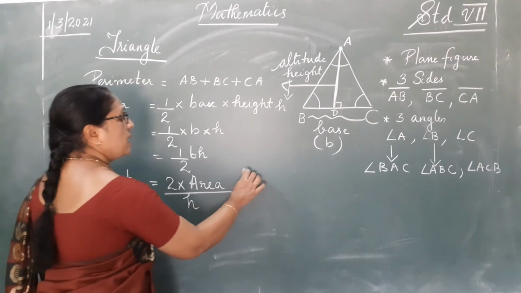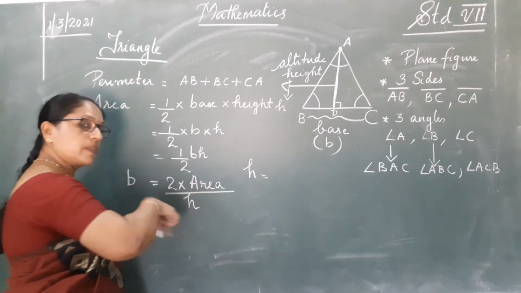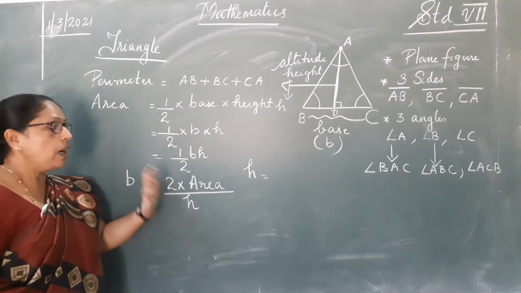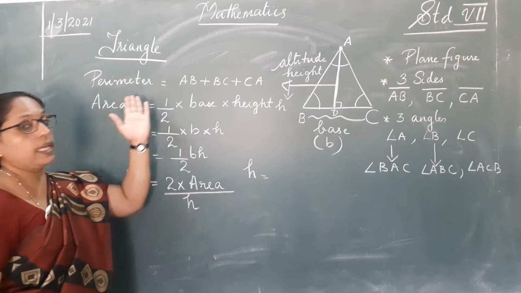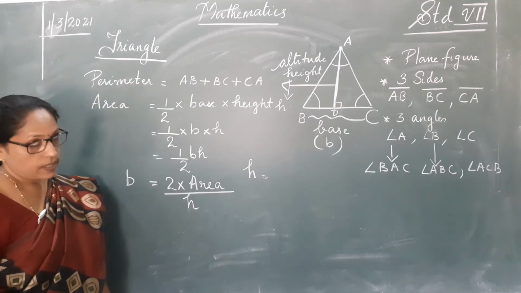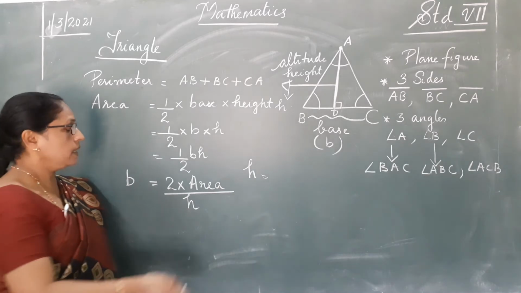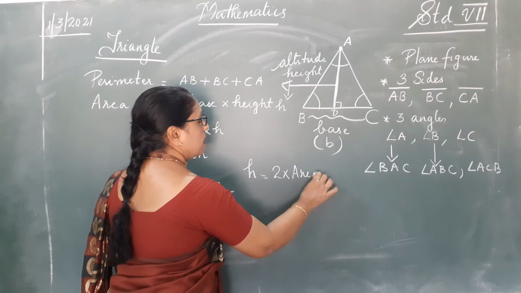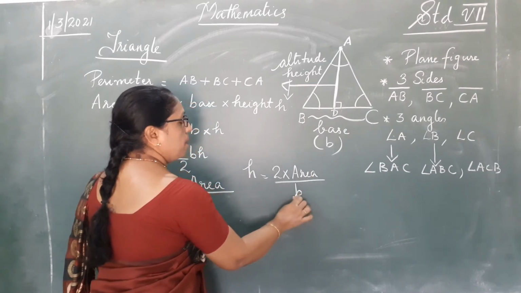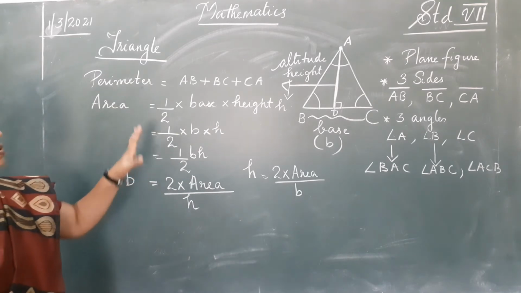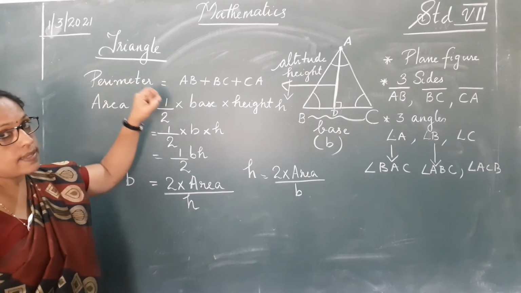Same way, if you have understood this formula to find the base from area, how can you find height from area? Correct. So H is 2 into area divided by base. So these are the details we are going to use in this topic, triangle, in this chapter.